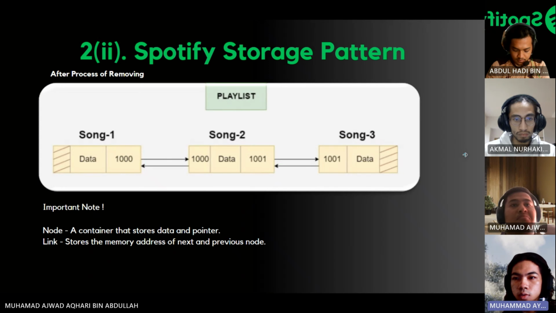Yes, as you can see here, song 3 next memory address will be null because we already removed song 4 from our playlist. So that's how we remove the song from playlist. So this is the after process of removing. So I think I already covered about Spotify storage pattern and all 3 operations in it.